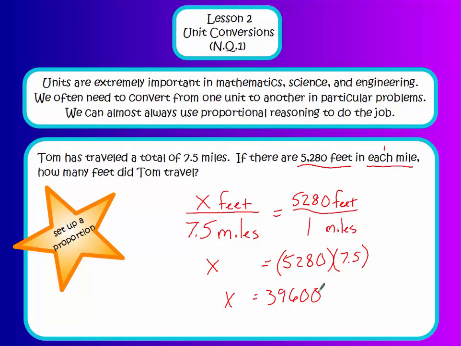How many feet did Tom travel? Okay, so this is in feet. All right, so x stood for feet. It was up here. That was the label that was with our x. Okay, so it's still in feet. So 39,600 feet is how many feet he traveled. That's how many feet are in 7.5 miles.